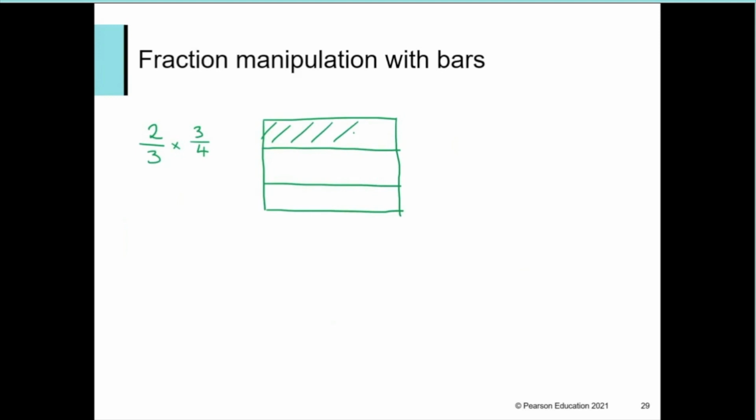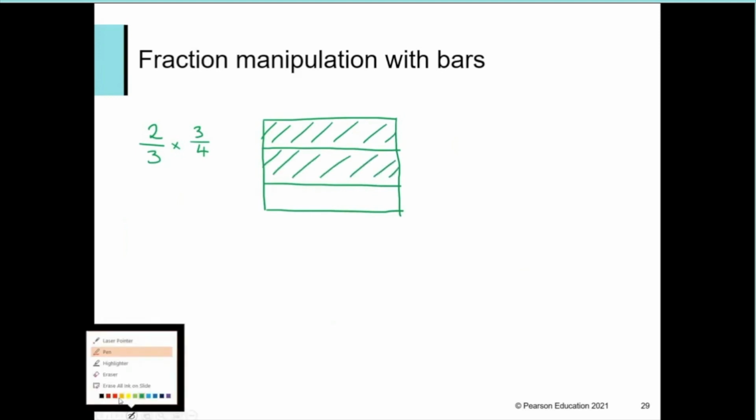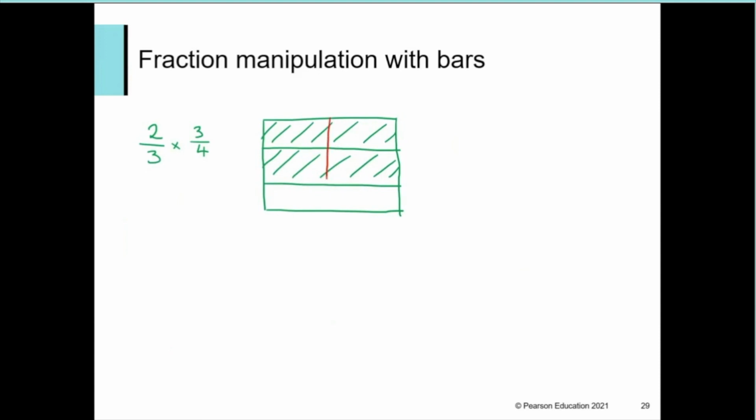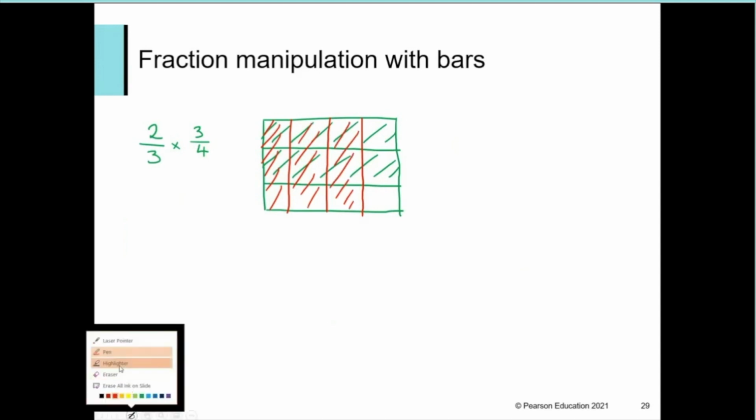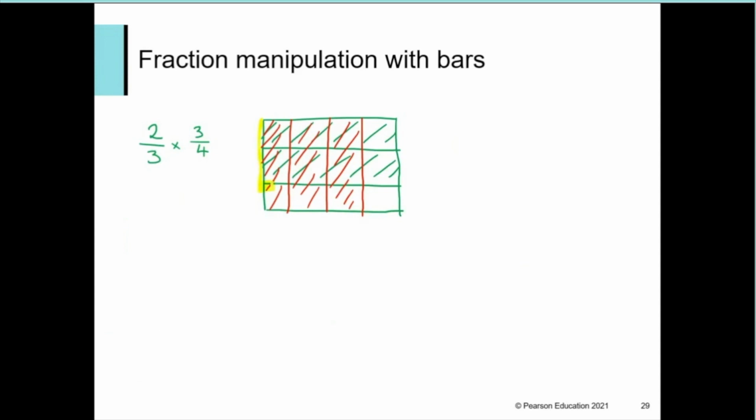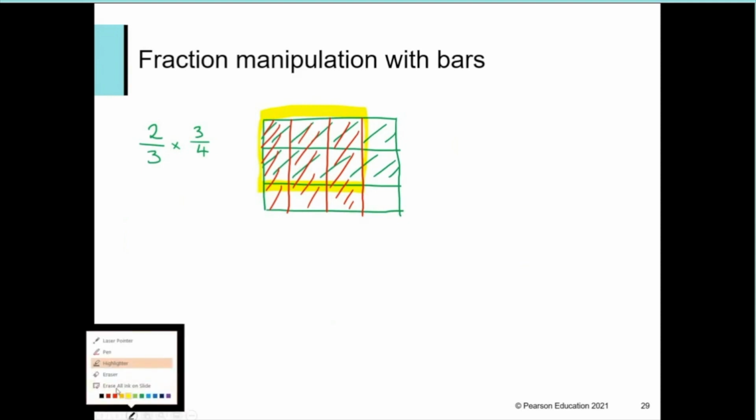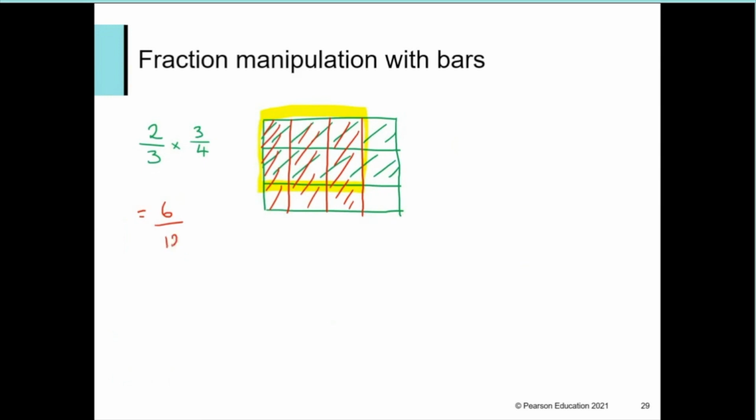And I'm going to colour in 2/3. And then I'm going to split the other bit up into quarters. So I'm going to split into quarters the other way. And I want 3 of those quarters. And wherever we've got an overlap here, we have 6 out of a possible 12 squares coloured in.